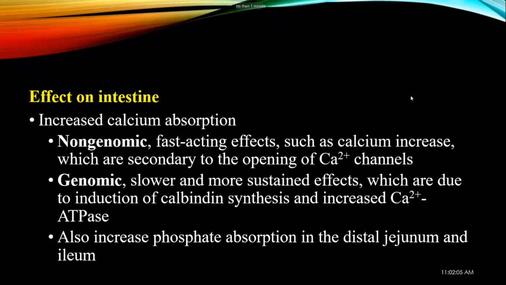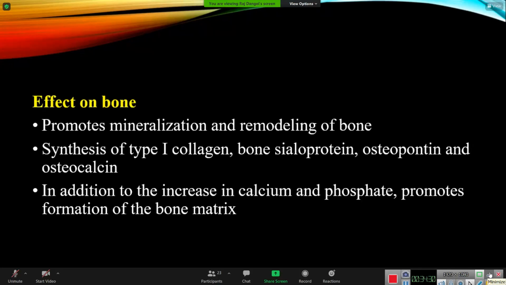And apart from that, vitamin D also increases phosphate absorption in the distal jejunum and the ileum. So in overall effects of vitamin D on the intestine, it increases calcium and phosphate absorption. For that, first it increases the synthesis of calbindin proteins and calcium ATPase, and after that it binds with the calcium channels, which enhances the absorption of calcium from the lumen to the intestinal cell. So we are discussing the function of vitamin D.